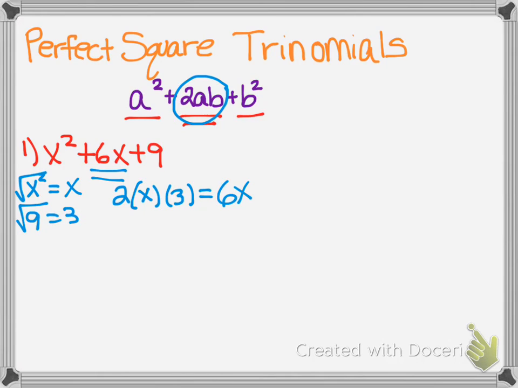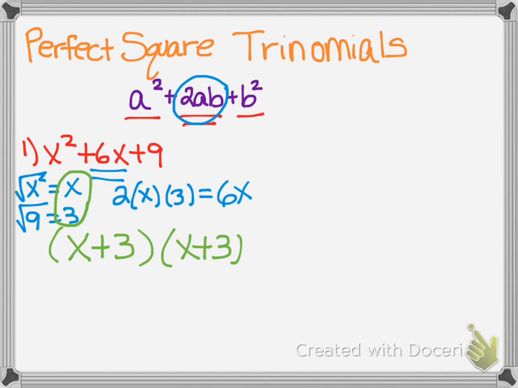So how does this factor? Well, you take the rooted values, so the square root, and you form one factor. And it's the same factor written twice. So x plus 3 and x plus 3.